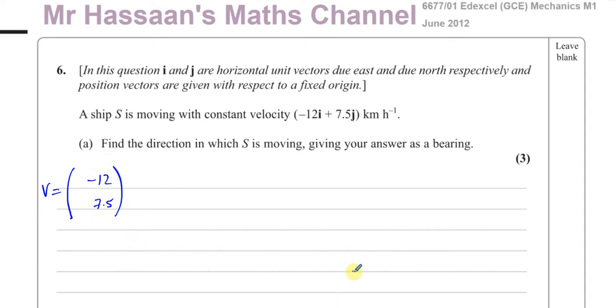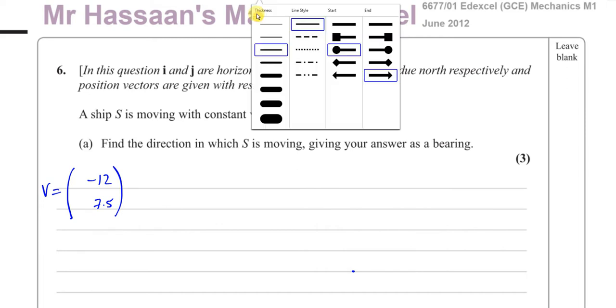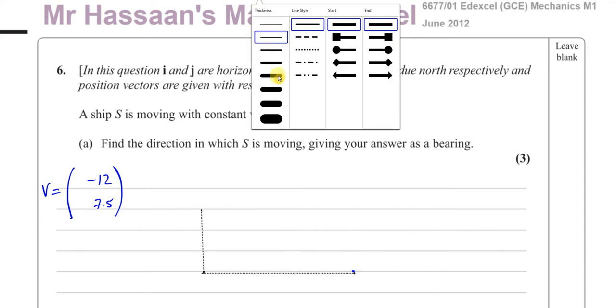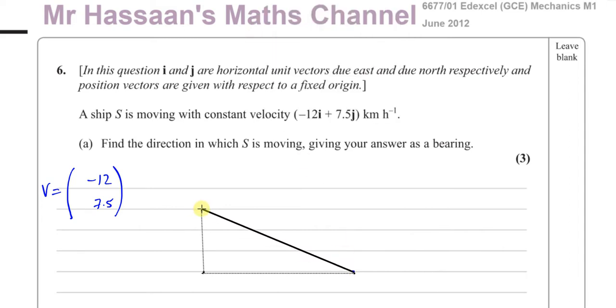So let's just say it's at that particular point. That means in 1 hour it's going to go 12 units to the left, which is west in this case, and 7.5 units north. So this is how its components would look: 12 to this side and 7.5 up. I've just drawn something there, not really to scale. The direction it would be going would be along this particular line, so that's the direction of the ship S.